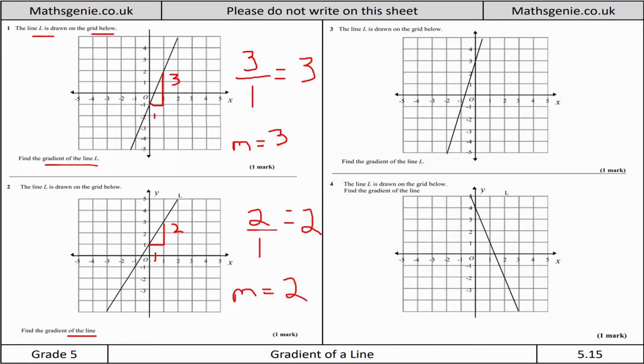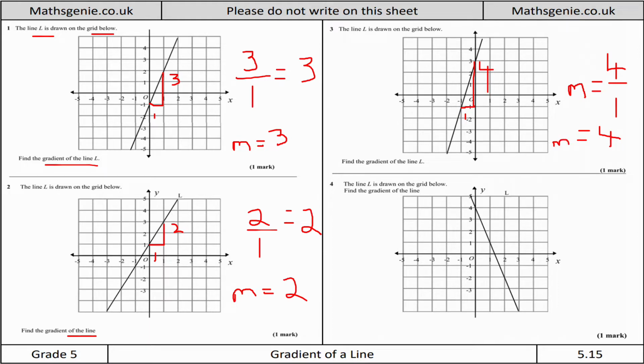This is question number 3. The line L is drawn on the grid below. Find out the gradient of line L. So we're going to be a bit careful here, guys. We go across 1 and then we go up 4. So we got 4 there, and then we got 1 there. Again, the gradient is the change in y over the change in x, delta y over delta x. 4 divided by 1 is equal to 4, guys. So the gradient is equal to 4.